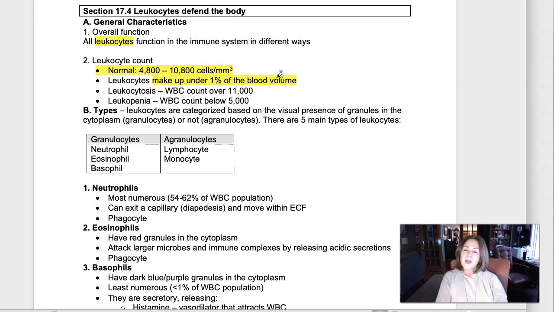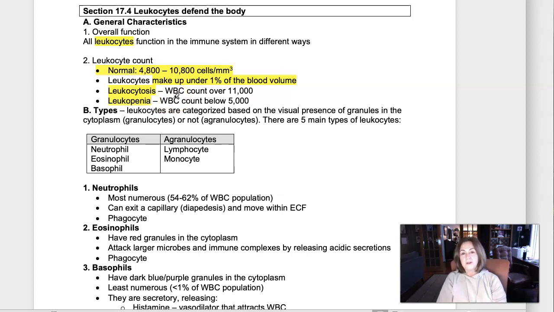So when there is a high or low white blood count, that is an indicator of something going on in the body. High white blood cell count is called leukocytosis, and leukocytosis is when the count is over 11,000. It could indicate infection, right? Because white blood cells are proliferating. Leukopenia is what we would call a low white count, below 5,000 cells, and that could be secondary to a treatment like chemotherapy that's reducing the white blood cell population.